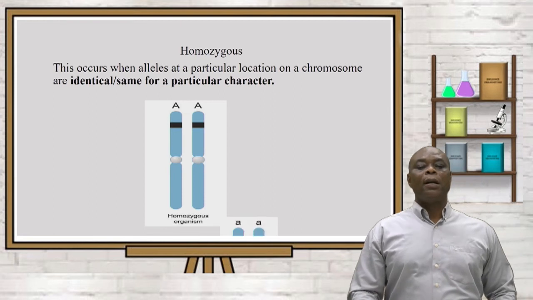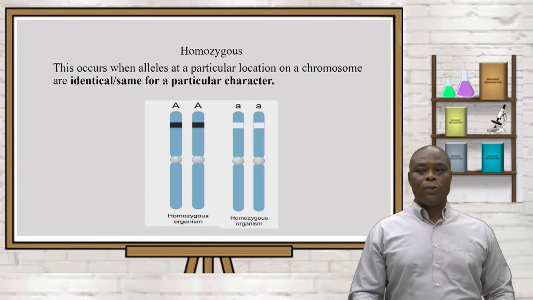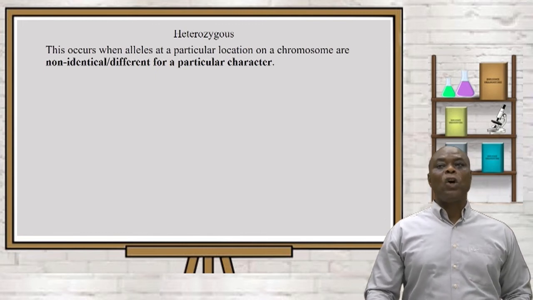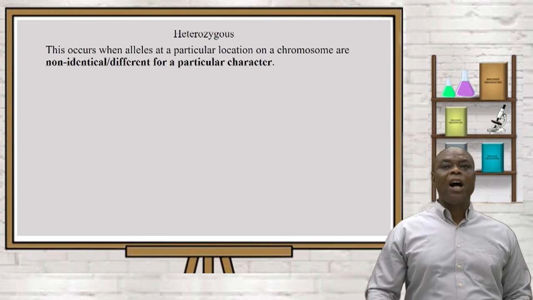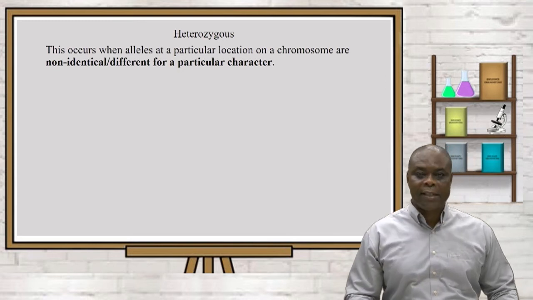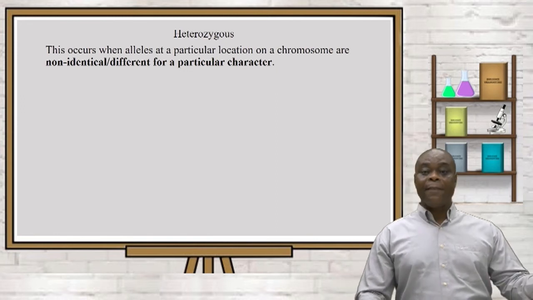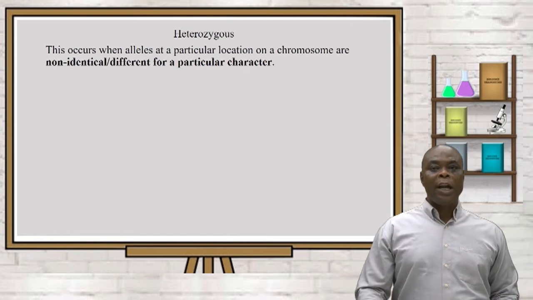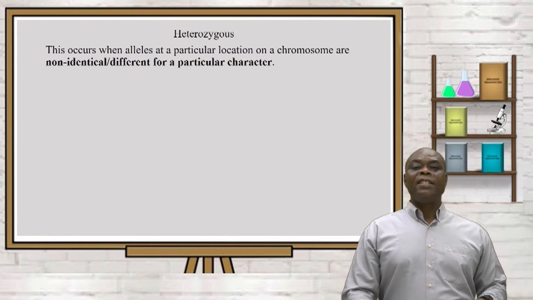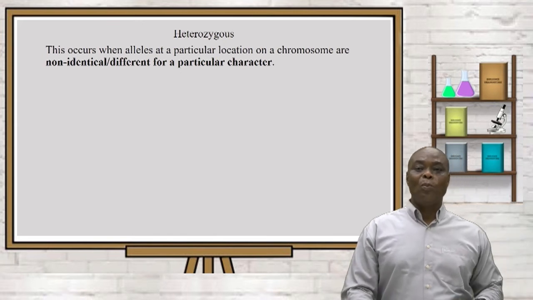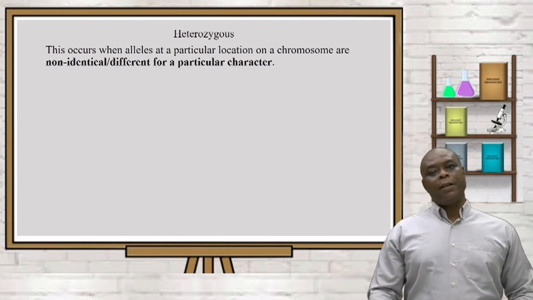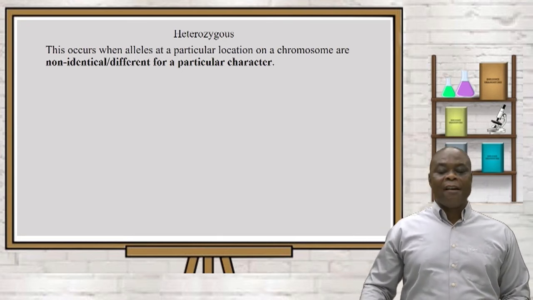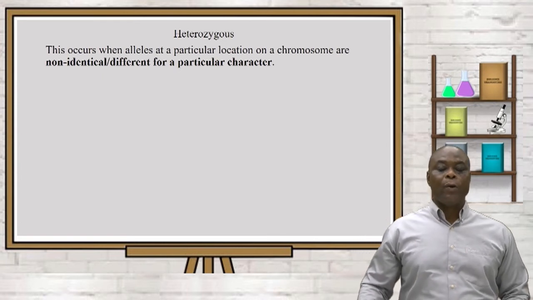The next is heterozygous. This occurs when alleles at a particular location on the chromosome are non-identical or different for a particular character. You see, it contrasts the first one, which is homozygous. In biology, when we say homo, it means same. So when the genes are the same for the character, it is homozygous. Hetero means different. So when the genes are different for a particular character, we call it heterozygous.